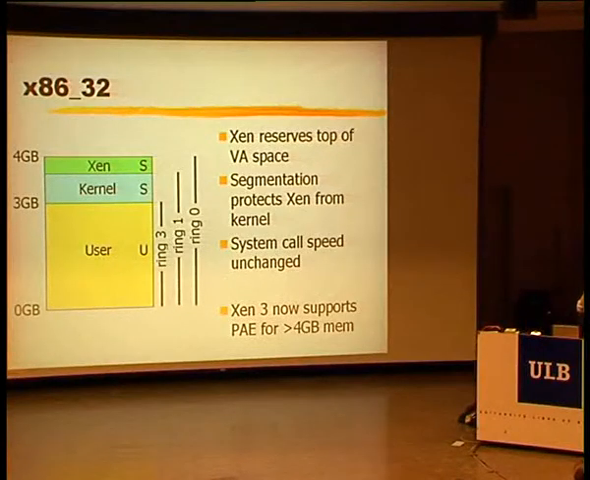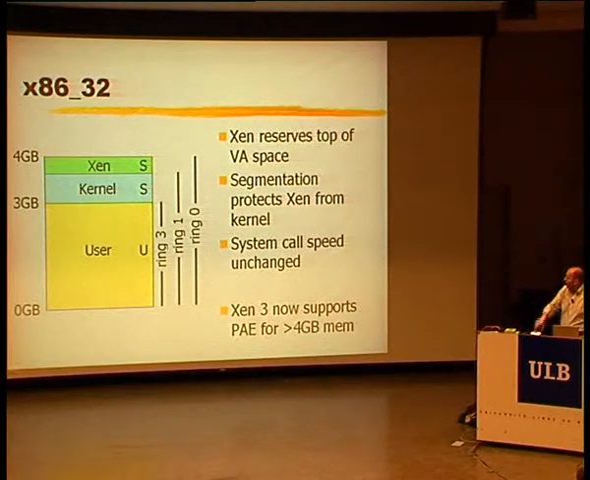So if we do look a little bit at how Xen works, I'll just go through this pretty quickly, but there are three things which we're trying to protect from each other. We have user space and the kernel. Obviously, we need to protect the kernel from the user space. And now we've introduced Xen into the system, and we need to protect Xen from both the kernel and the user space. So the three things we want to protect, whereas normally we'd just have two.